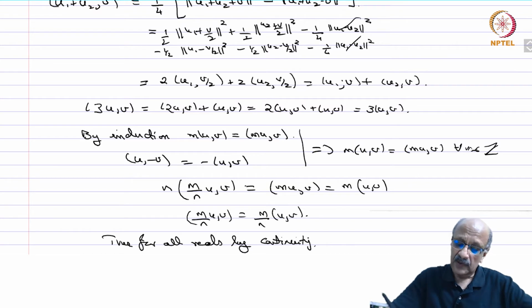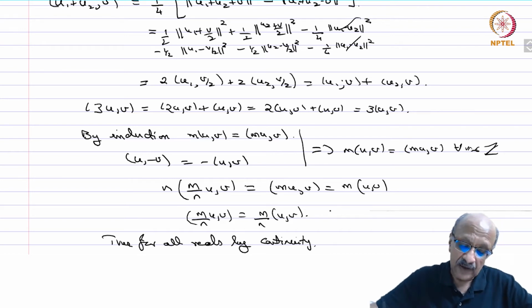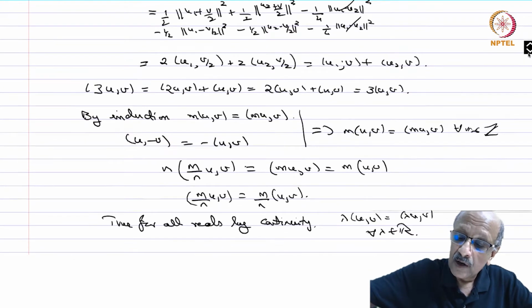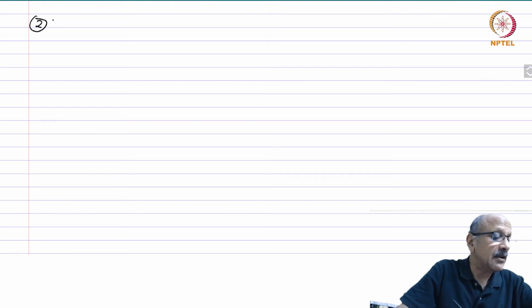The norm is obviously continuous, therefore the inner product which we define is also continuous, and therefore if you take any real number approximated by rational numbers, it is true for all. So we have that (u1+u2,v) is (u1,v)+(u2,v). It is symmetric, and for all reals lambda we have (lambda u,v) equals lambda (u,v) for all lambda in R. So it satisfies all the properties of an inner product, and therefore the norm is generated by an inner product, and therefore it becomes a Hilbert space.